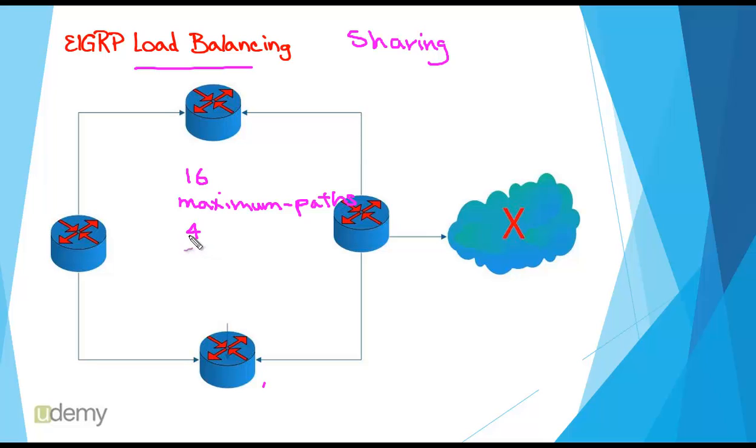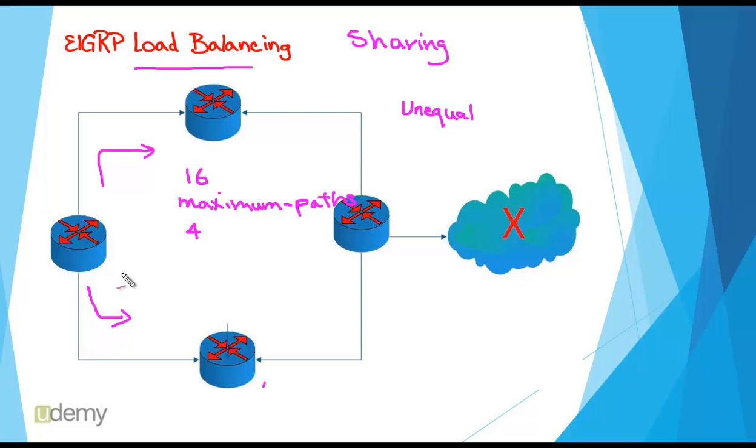Another question arises: is EIGRP's load balancing equal cost or unequal cost? You may know that some routing protocols like OSPF have the load balancing feature, but in them load balancing only occurs when you have redundant paths with the same cost, or when you manipulate the cost, which is very risky. But EIGRP's load balancing is unequal. I mean, if your redundant paths do not have the same cost, EIGRP can balance your traffic on both of these links.